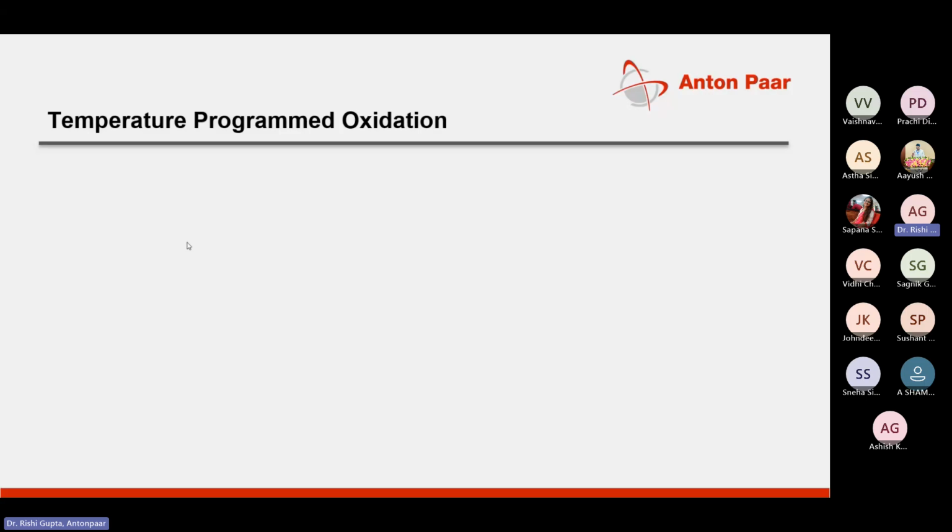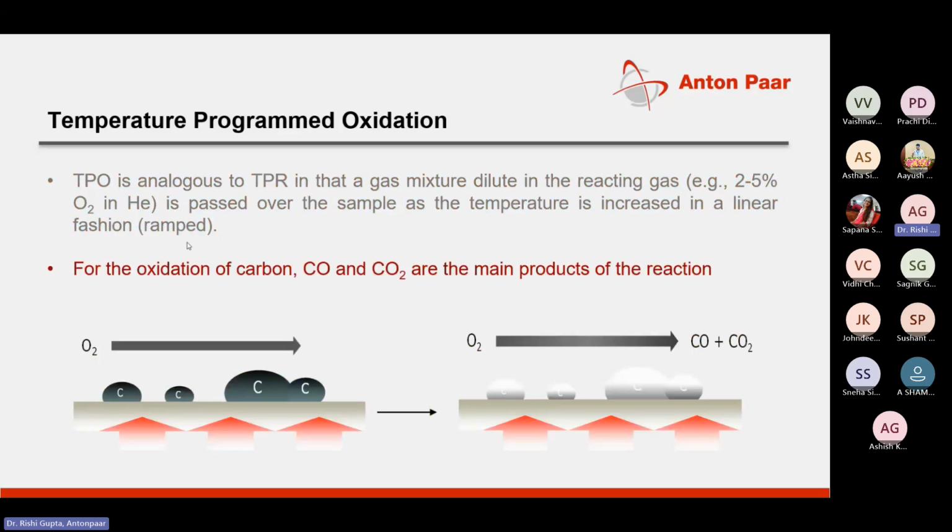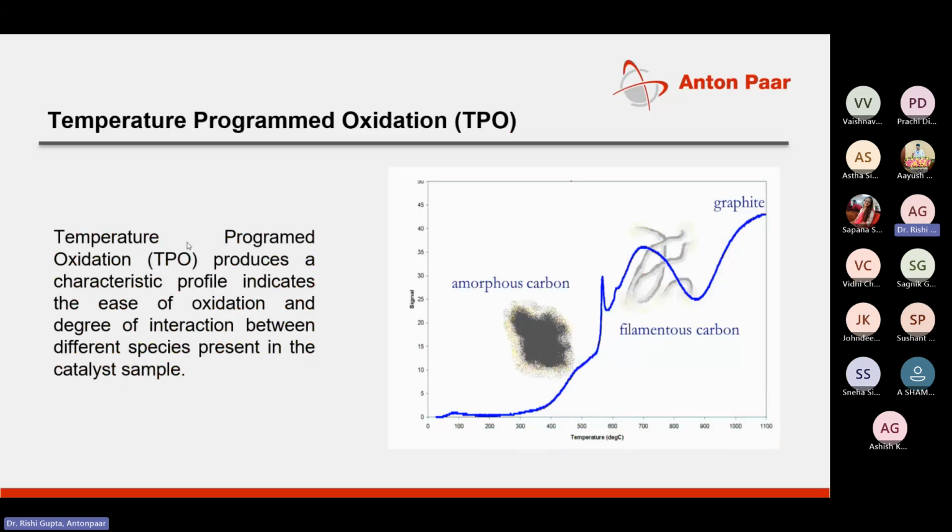Similar to TPR, the TPO is performed. In this case, the oxygen is mixed with helium and we flow the mixed oxygen to the sample, and we see how the oxygen is getting consumed. The change in the oxygen concentration in the mixture is detected by the TCD, and you get to know the ease of oxidation. Just giving an example of carbon material. On oxidation, it gives us three different types of peaks, which gives us an idea that there are amorphous carbon, filamentous carbon, and graphitic carbon present in the material. The graphitic gets oxidized at a higher temperature. The amorphous gets oxidized at an earlier, lower temperature.